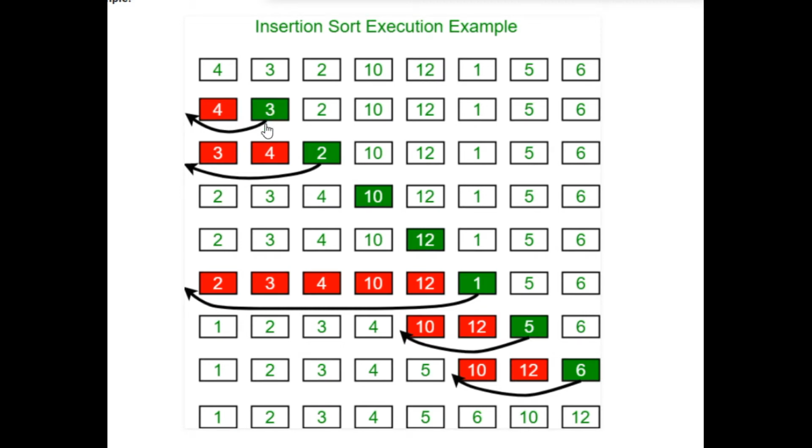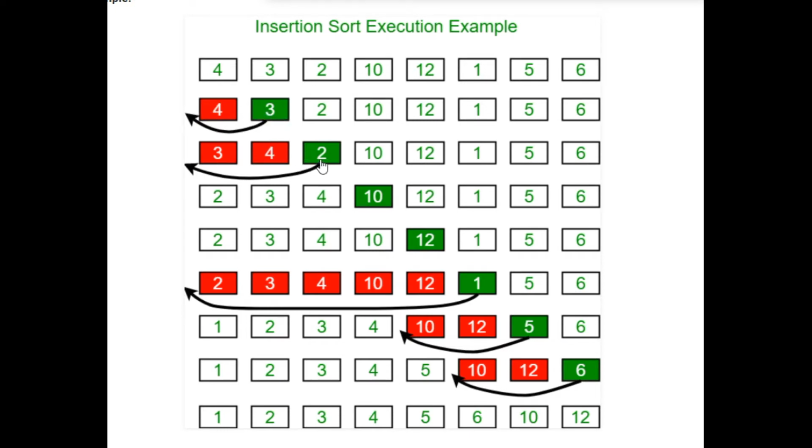First they check, is 3 less than 4? They compare these two values and see if they're out of order. If they are out of order, they keep checking further to the left until they find the correct position for this 3. What's going to be true of insertion sort is that all the values before the green value are going to be sorted in order.